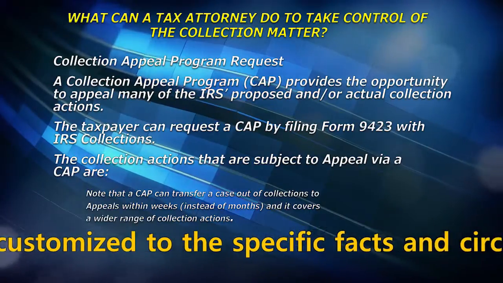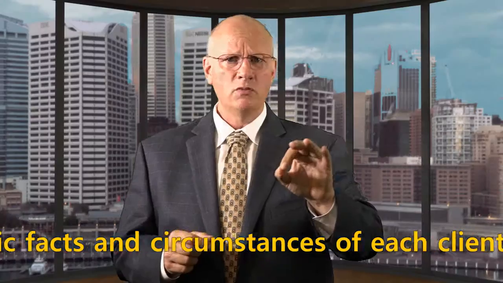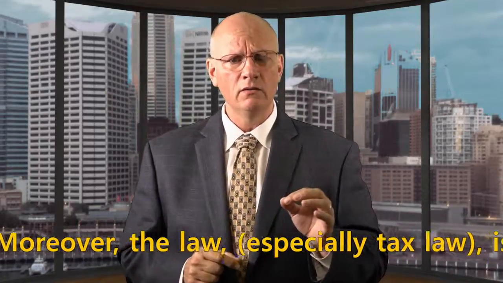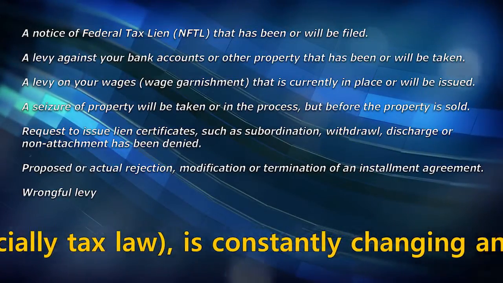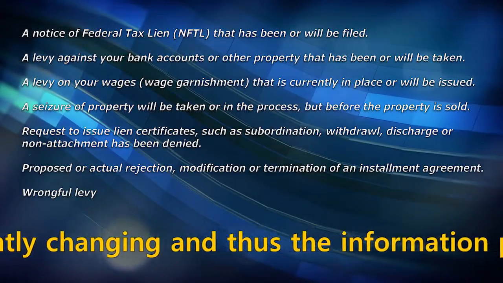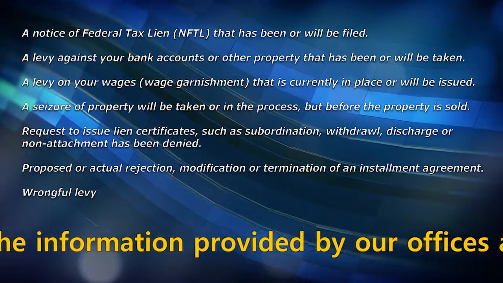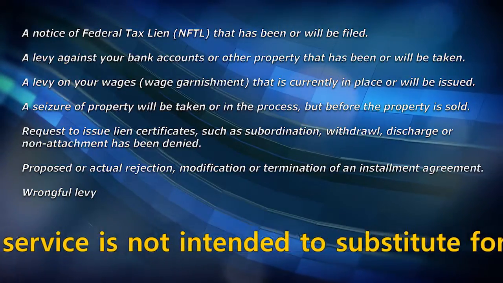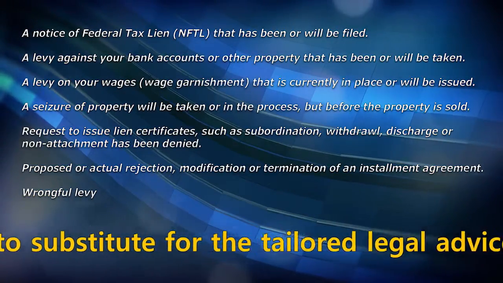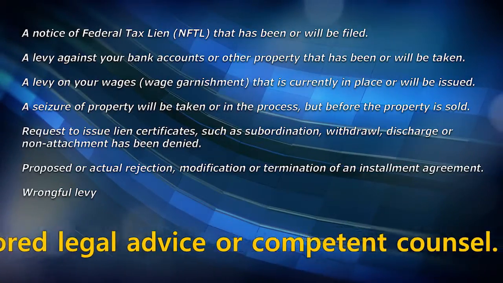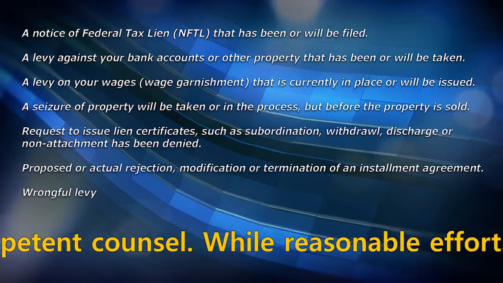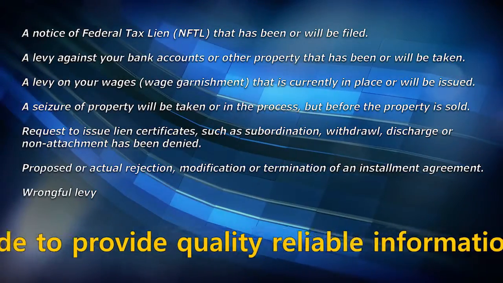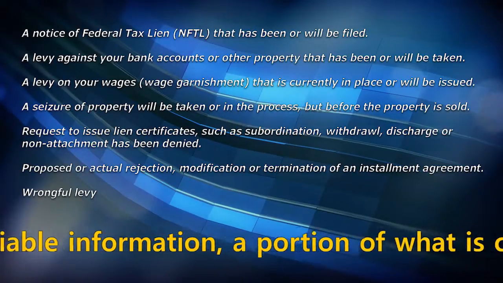The collection actions taken or being proposed by the IRS that can be appealed via the CAP procedures are as follows. A notice of federal tax lien that is about to be or has been posted to the public record. A levy against your bank account or other property that has been or soon will be taken. A seizure of your property, where the government grabs the property from you with the intent to sell it either at auction or some other methodology. You can sometimes recoup that property through this procedure.